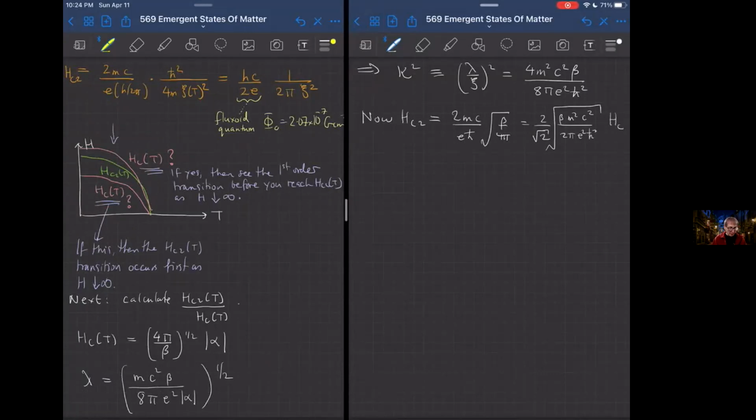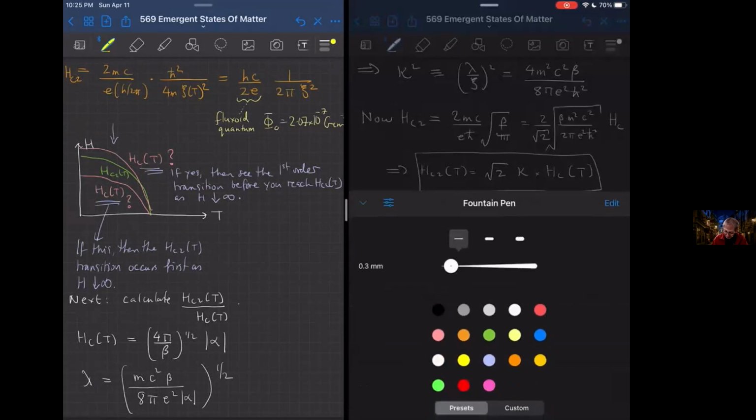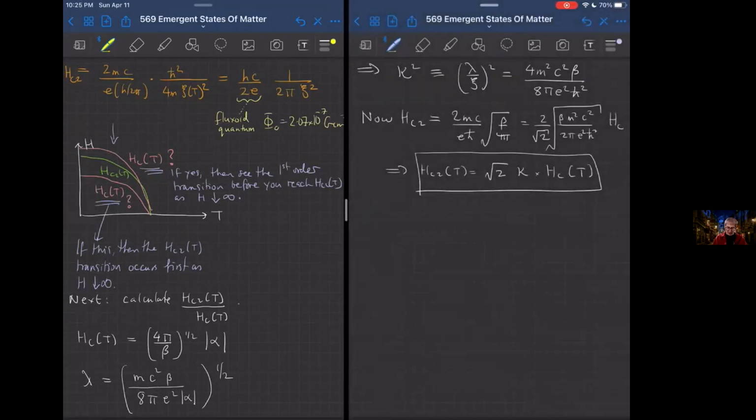So HC2, in terms of HC, is multiplied by those constants. Now if I look at those constants, I can identify them as being kappa. And so this means that HC2 is equal to square root of 2 times kappa times HC of t. Okay, so now what we have to do is use our reasoning before to see whether HC2 is greater than or less than HC.